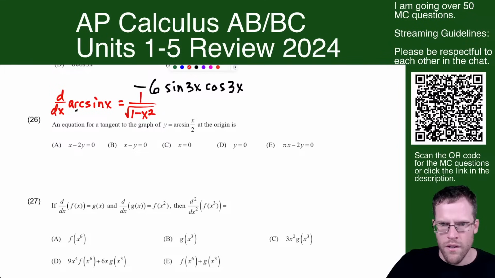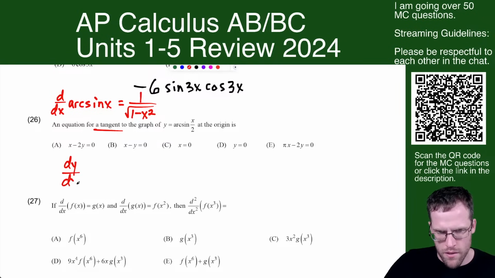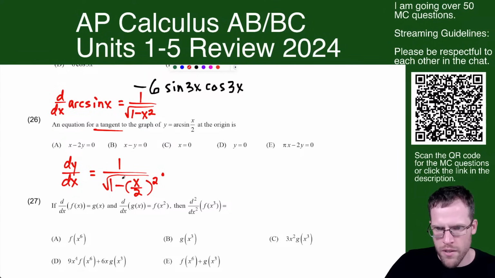Okay, so here, if I want an equation for a tangent line, I need a slope and I need a point. So I need to know the derivative here. So dy/dx: I'm going to do the derivative of the outside, arc sine, which is 1 over radical 1 minus the inside, x over 2, squared. But then I multiply by the derivative of x over 2, which is 1/2.